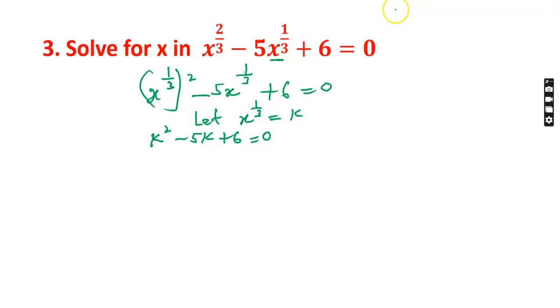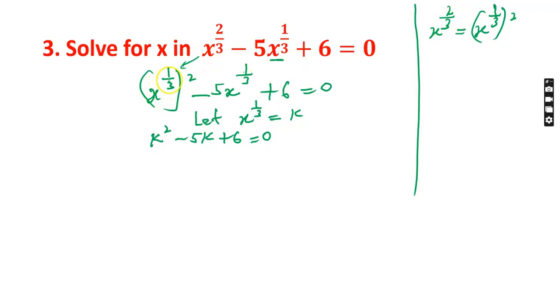So what I will do here is change x raised to the power 2 over 3 to x raised to the power 1 over 3, all squared, because this will give me 2 over 3. So that's what we have here. This changes to x raised to the power 1 over 3 all squared, minus 5x raised to the power 1 over 3, plus 6 equals 0.